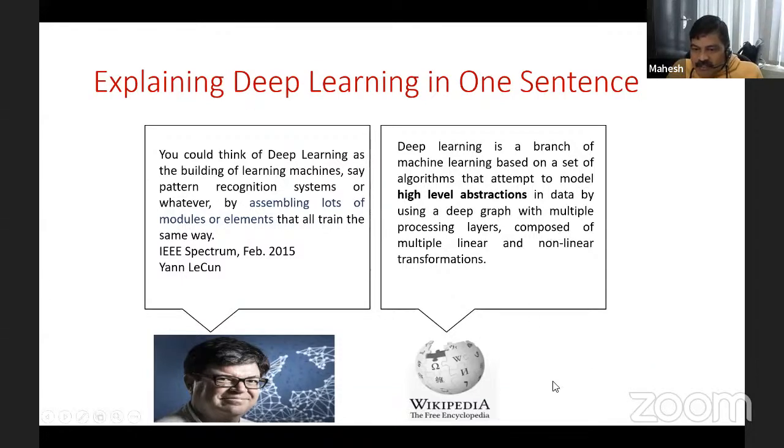There's another definition given on Wikipedia. Deep learning is a branch of machine learning based on a set of algorithms that attempt to model high-level abstraction in data by using deep graphs with multiple processing layers composed of multiple linear and nonlinear transformations. Okay, so all these terms we are going to see.